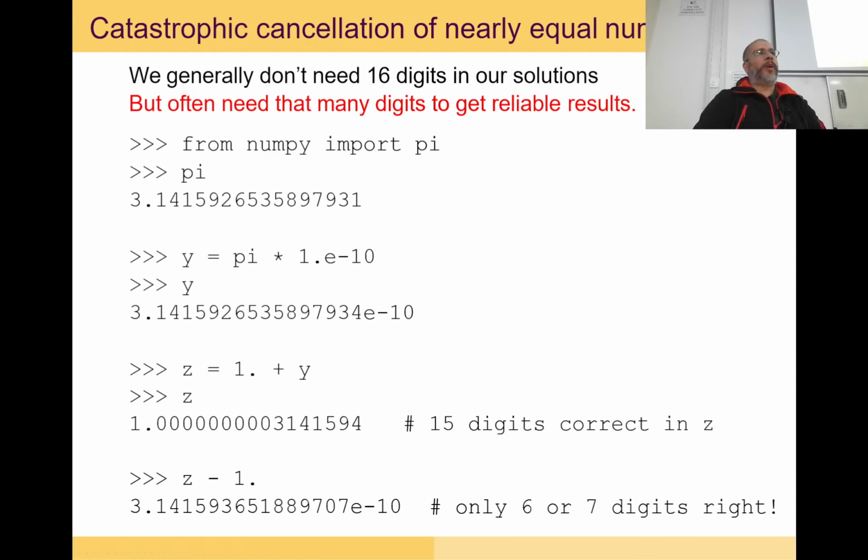Now when you subtract 1 from z again, you expect to get y back. But when you added 1 to y, you lost precision. So whatever you get will have some rubbish after some number of decimal places, because that's just how it's represented in the computer. Otherwise, what you have is that you have lost precision. You only have 6 or 7 digits of precision left.